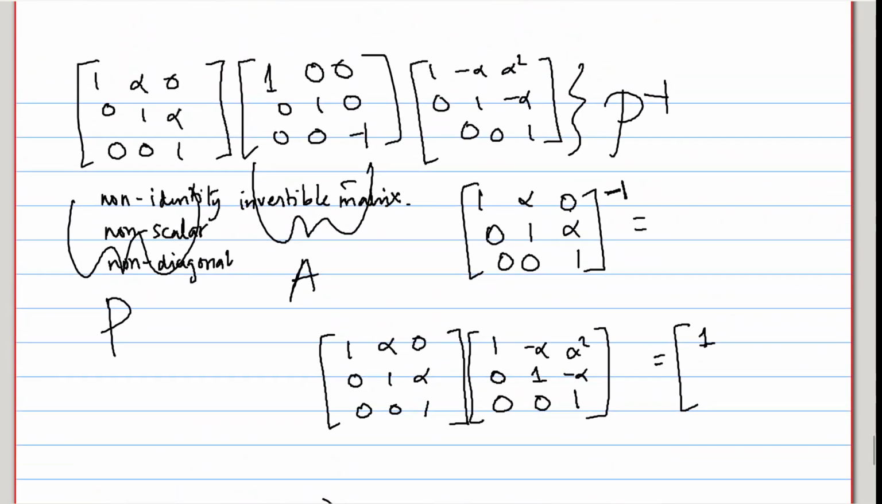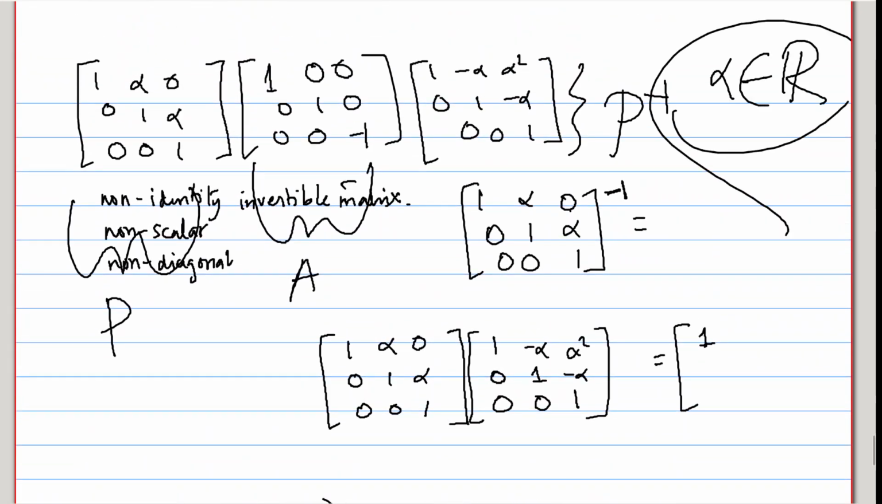Now observe that alpha can be any real number. So as you vary alpha, you will get uncountably many matrices. Is this okay?